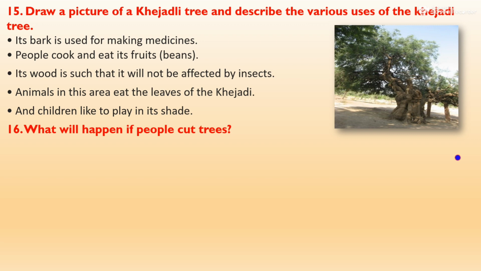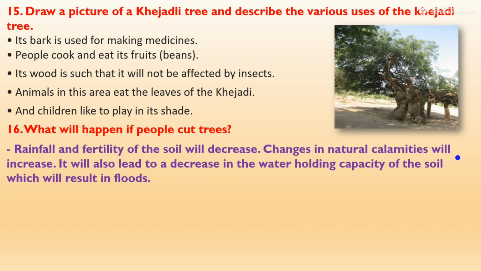What will happen if people cut trees? If people cut trees, then rainfall and fertility of the soil will decrease. Rainfall will decrease because due to trees only rain occurs. How rain occurs due to trees, you will learn in your higher classes. But because of trees only, the rain comes. And fertility of the soil also increases because of trees only.